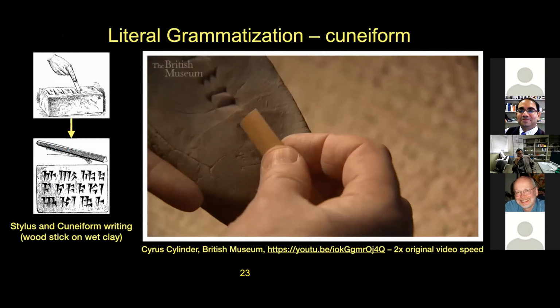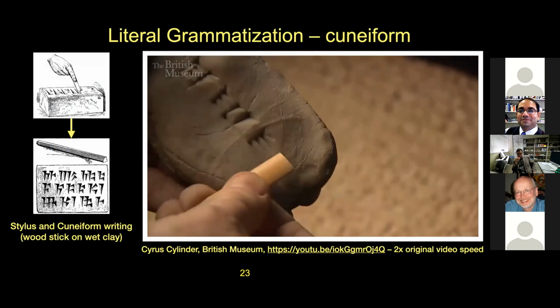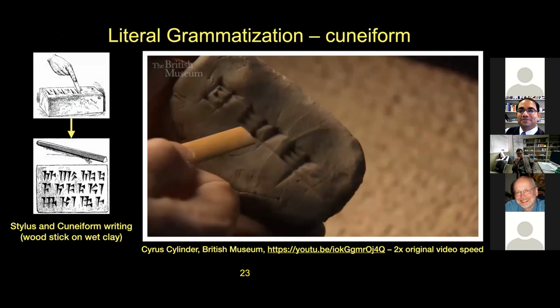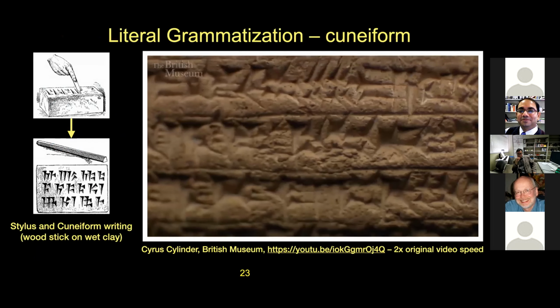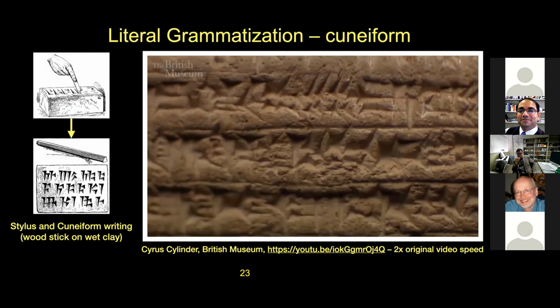An early form of literal grammatization is cuneiform. Cuneiform is the writing system that was developed in Mesopotamia circa 3500 BCE by the Sumerians. Writing with cuneiform continued for almost 3,500 years. It was a relatively slow form of writing, and since it was written in clay, it had to be sunbaked or kiln fired.